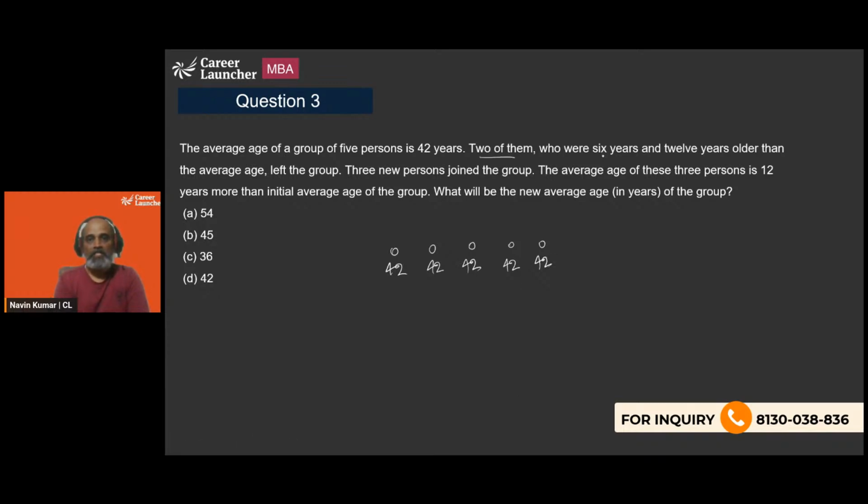2 of them who were 6 years and 12 years older than the average age. So these 2 people were 42 years old, but they were 6 and 12, that is 18 years more. That means the sum of the ages of these people will be reduced by 18. Now, these people leave, and we have got three new people who join. The average age of these three persons is 12 years more than the initial average age of the group. That means 42 plus 12, 54 years के हर कोई है.